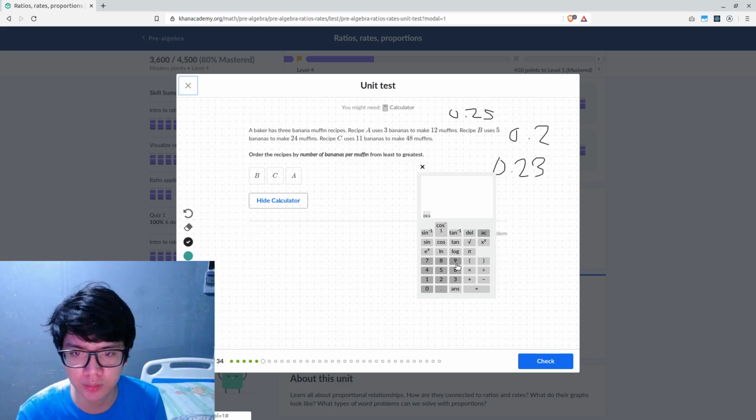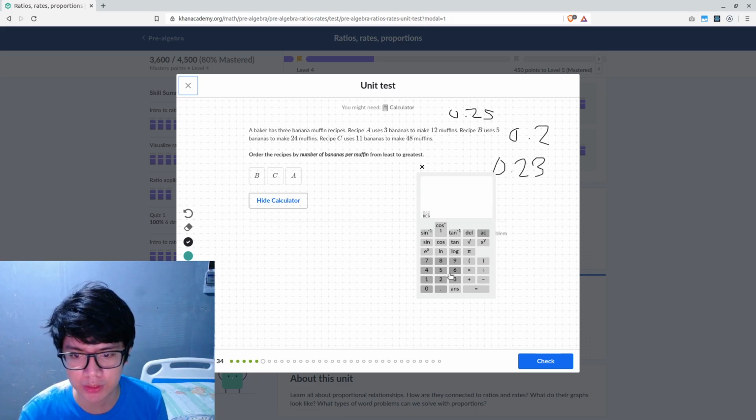Now let's do this again. What if we do 12 divided by 5? Actually by 4. And 24 divided by 5. No, this is the other way around. This is muffins per banana.